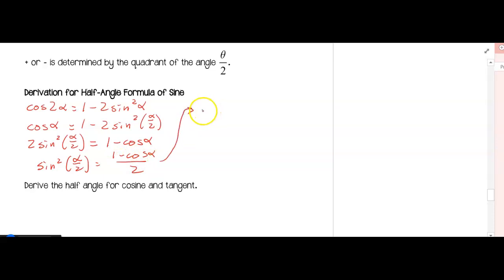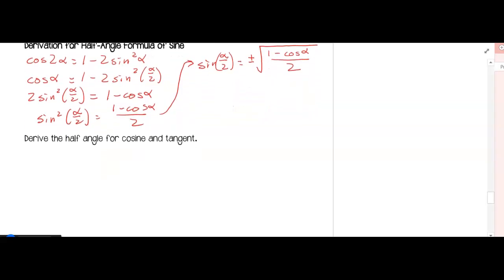And then my last step is to take the square root of both sides, so sine alpha over 2 is going to be plus or minus. Don't forget the plus or minus. You're going to pick one in this case, and it's going to depend on the quadrant of our angle, theta over 2. Alright, so we have plus or minus the square root of 1 minus cosine alpha over 2. So this is the derivation of our identity for half angle for sine.